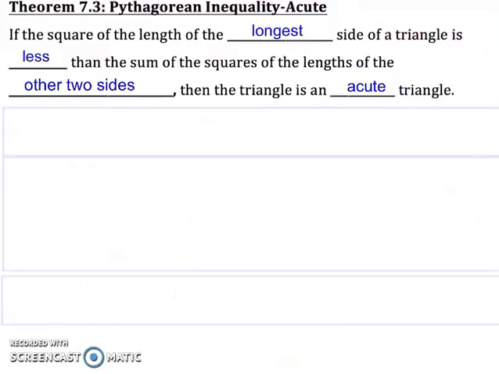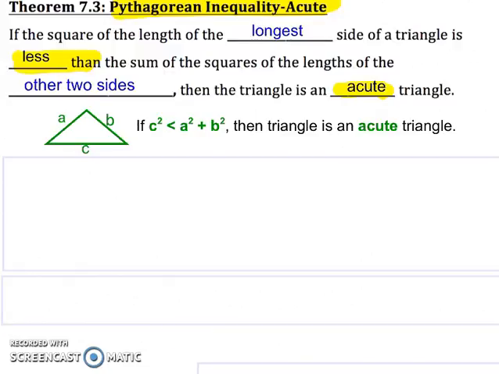This next theorem is the Pythagorean inequality for acute triangles. It states if the square of the length of the longest side of a triangle is less than the sum of the squares of the lengths of the other two sides, then the triangle is an acute triangle. So to look at this a little bit more closely as a visual, if I have a triangle ABC, so I have length A, length B, and length C, if C squared is less than A squared plus B squared, and C is the longest length, then the triangle is an acute triangle.